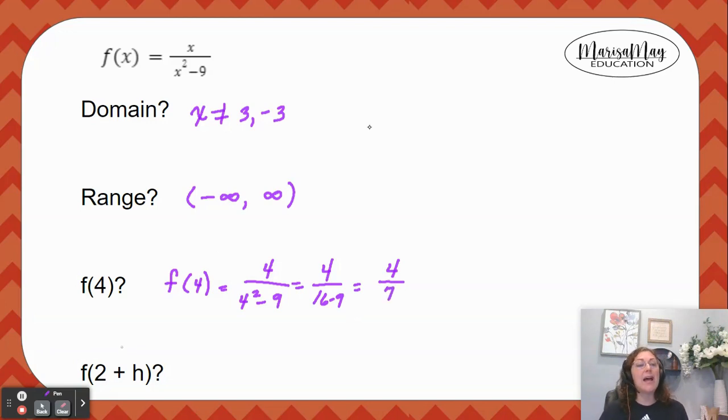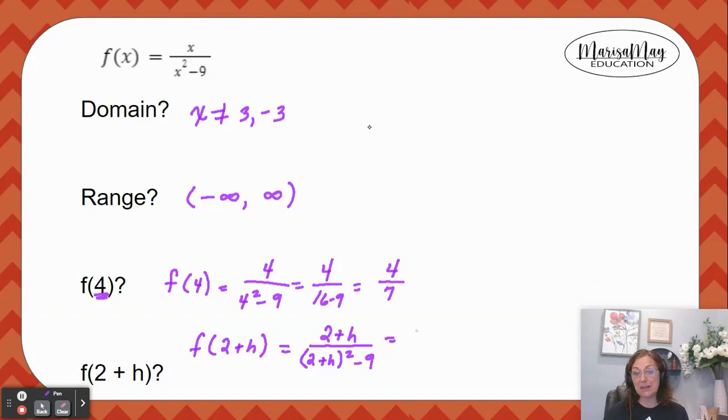All right. Now, f of 2 plus h. Remember, when we had f of 4, that meant to replace the x with a 4. So in this case, we're going to replace x with 2 plus h. Let's see what that would look like. I've got f of 2 plus h. Now I'm going to replace the x on top with 2 plus h. And I'm going to replace the x on the bottom with 2 plus h.